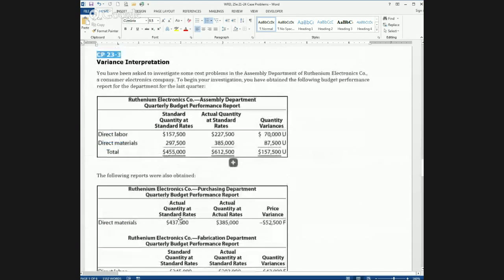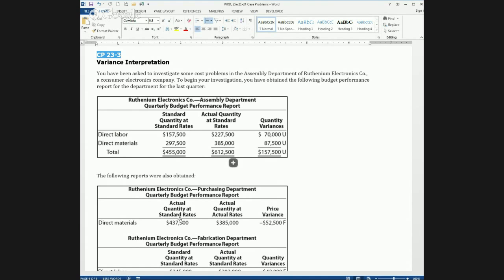Moving on to chapter 23 is a case on variances, 23.3. And you have been asked to investigate some cost problems in the assembly department of an electronics company. Now, think about the manufacturing that goes on in an electronics company. It's not heavy manufacturing. Think Apple, think Dell computers, think iPhones. So it's not like they're making buses or cars or heavy-duty excavation equipment.